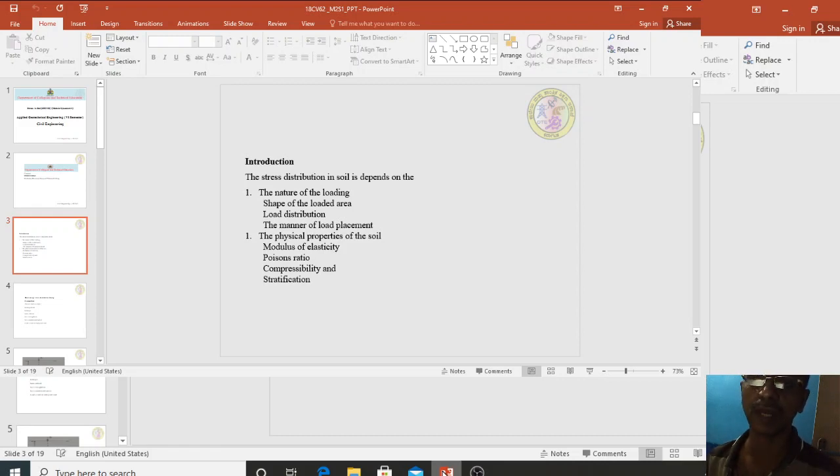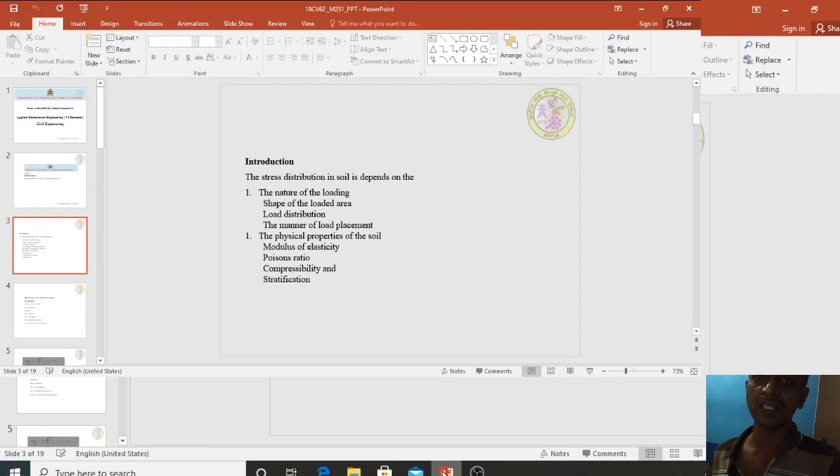Point number 2 is physical parameters or properties of the soil. What are the physical properties of the soil which govern the stress distribution? One is modulus of elasticity, also called Young's modulus, which is equal to stress by strain. The load by cross-sectional area that we apply on the footing, and the resulting change in dimension relative to the original dimension, gives the elasticity, represented as Es.